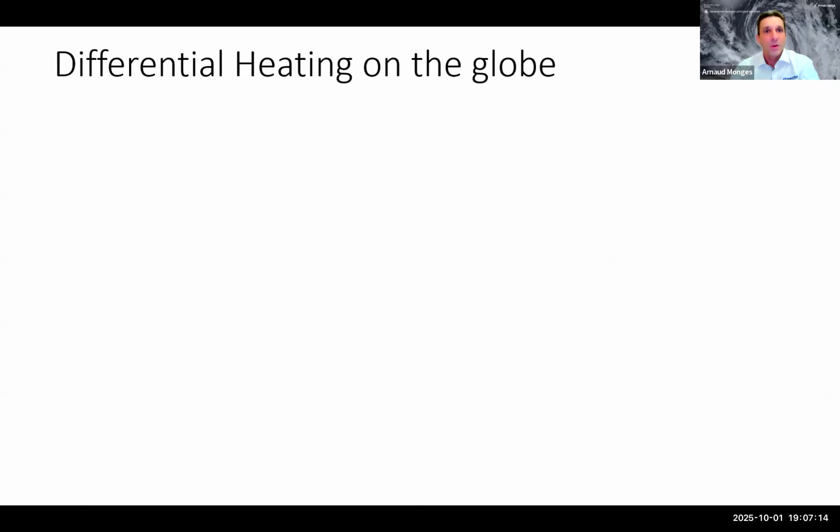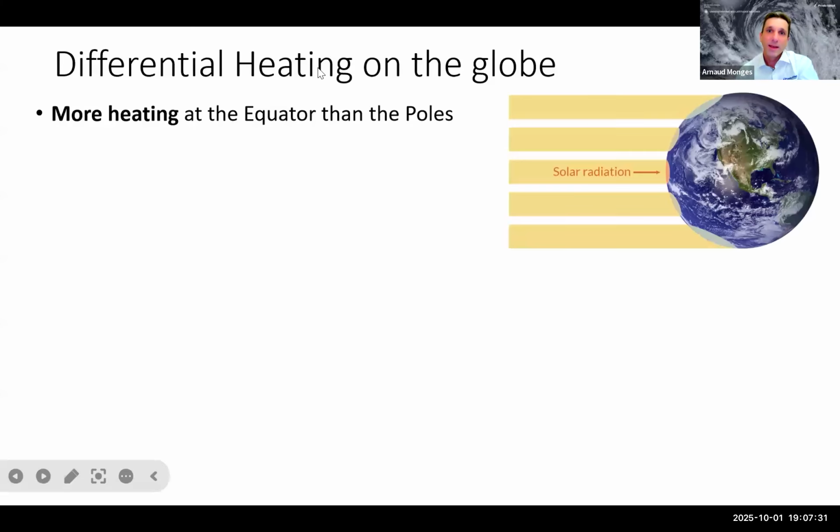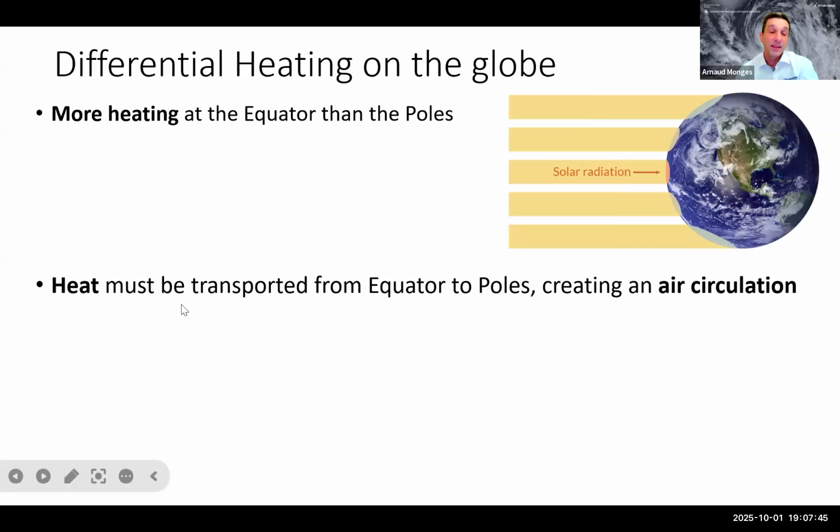An important concept that drives the weather in the mid-latitude is the differential heating on the globe. All I'm saying is there is more heating at the equator than at the poles, like we all know. This is because the solar radiation is more intense at the equator than at the pole due to the circular shape of the Earth. The consequence is that heat must be transported from the equator to the poles, and this creates an air circulation.